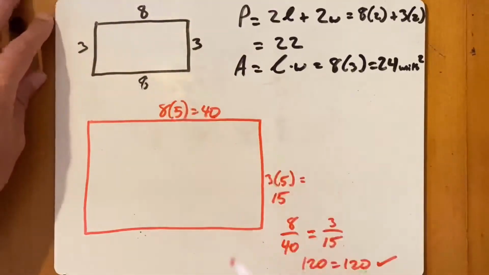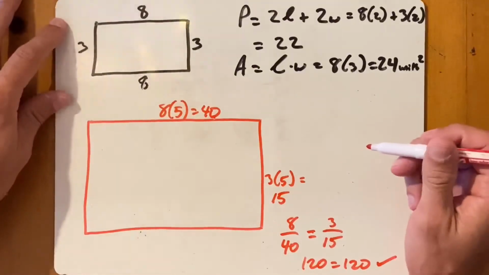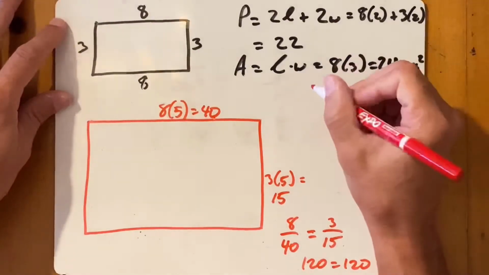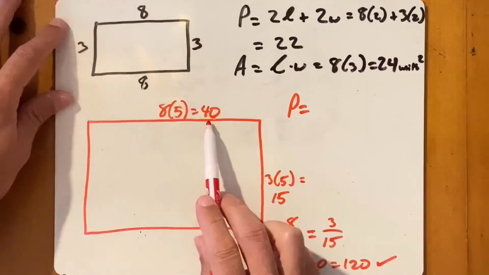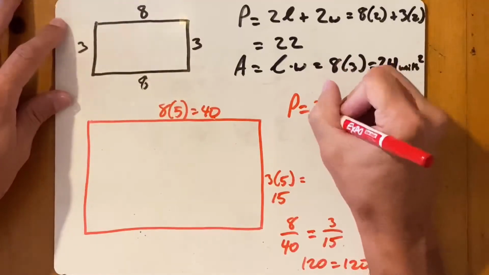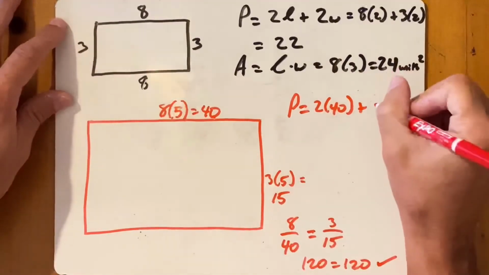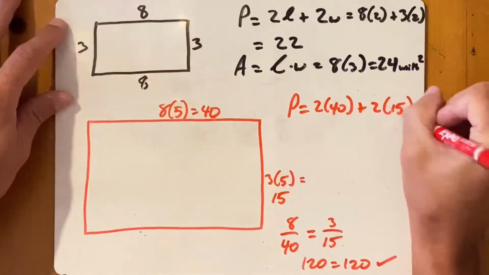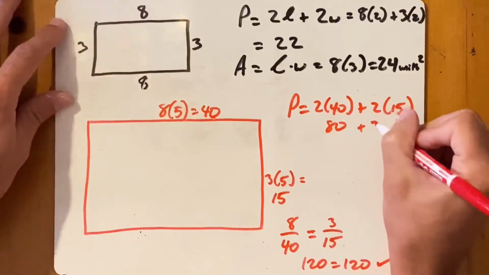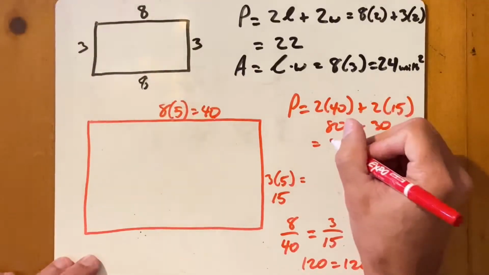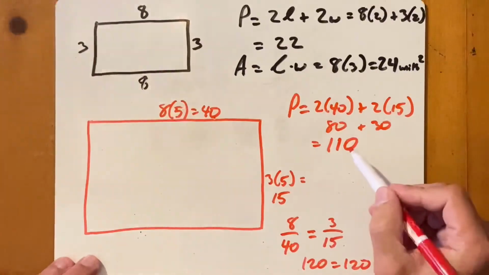Now we're going to see what happens to the perimeter and the area when we scale it up by a factor of 5. First let's do the perimeter. Perimeter is going to be double the length, so 2 times 40, plus double the width, which is 2 times 15. This is going to be 80 plus 30, and that's going to give us a total perimeter of 110. So there's our new perimeter.